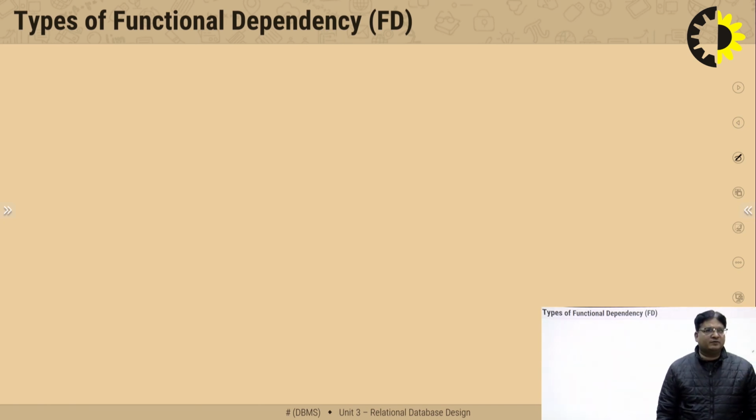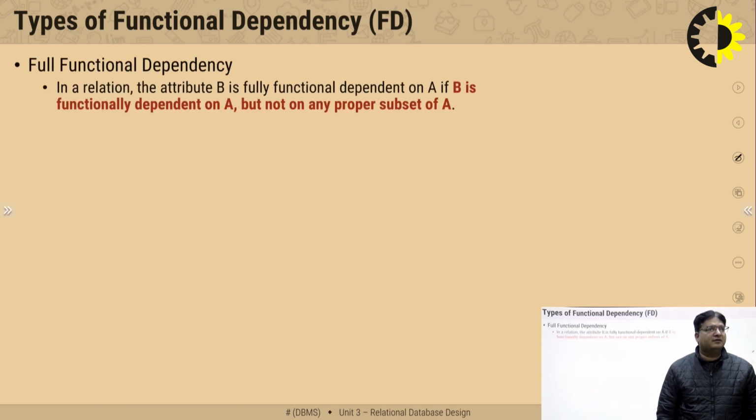Now, various types of FDs. First is full functional dependency, that is, in a relation the attribute B is fully functionally dependent on A if B is functionally dependent on A but not on any proper subset of A. That is, if A is determining B, then a subset of A should not determine B. That is, it should be completely dependent on A. Its components of A will not be determining B.